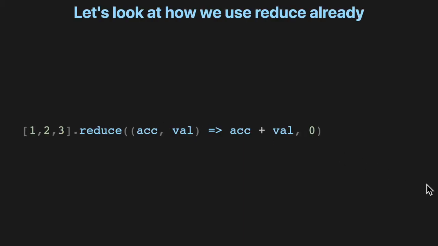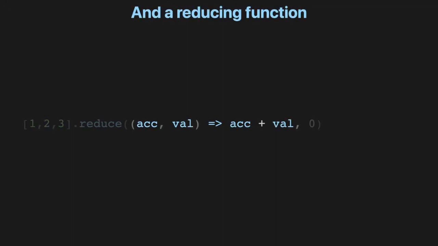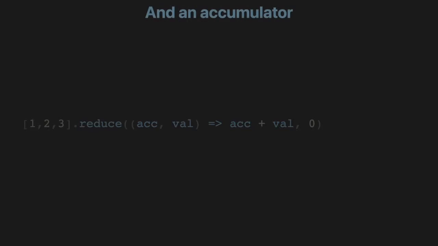Let's just take a second and look at how we use Reduce already. So we need an array and a reducing function. Some people refer to this as a reducer, but for consistency's sake, I'm going to keep referring to it as a reducing function. I think it's explicit and tells you exactly what it is. And finally, we're going to have some accumulator.